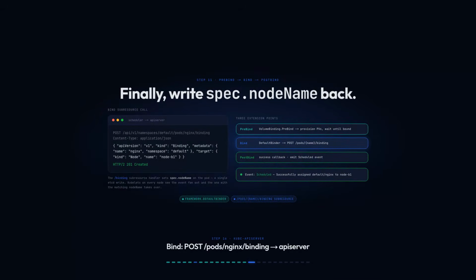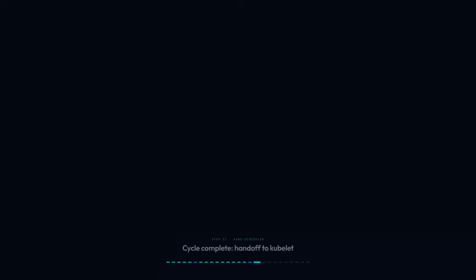One API call, just one. An HTTP/2 POST to /api/v1/namespaces/default/pods/nginx/binding. That /binding part is a sub-resource, a special endpoint. The API server receives it, sets spec.nodeName to node B1, one etcd write, 201 Created, done. Pod is bound. So that is the whole cycle.